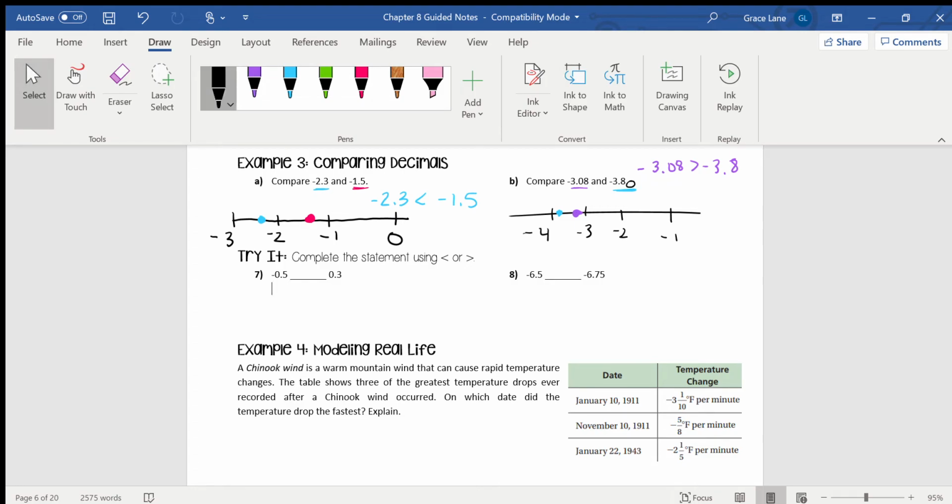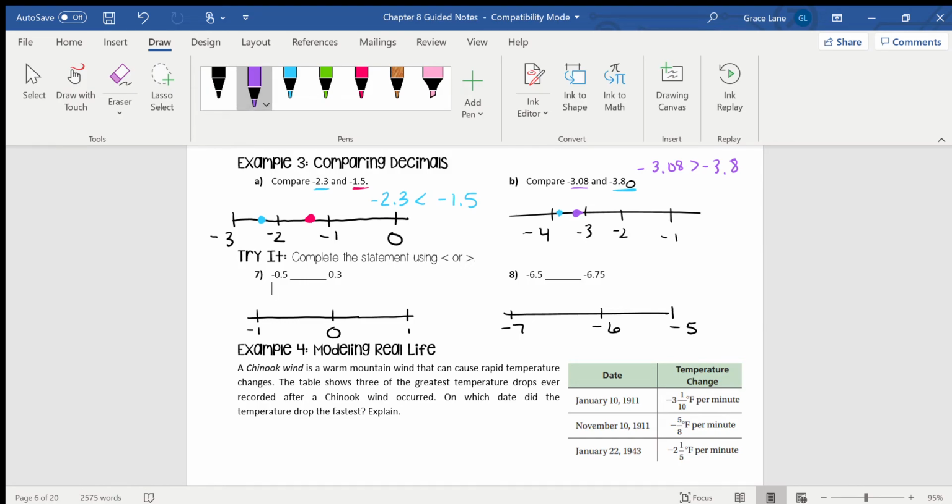All right, go ahead and try the triads. I'm just drawing my number lines. Okay, so the first one, negative 0.5 and 0.3, that's positive. So automatically, you probably didn't need to draw the number line. Negative numbers are always less than positive numbers.